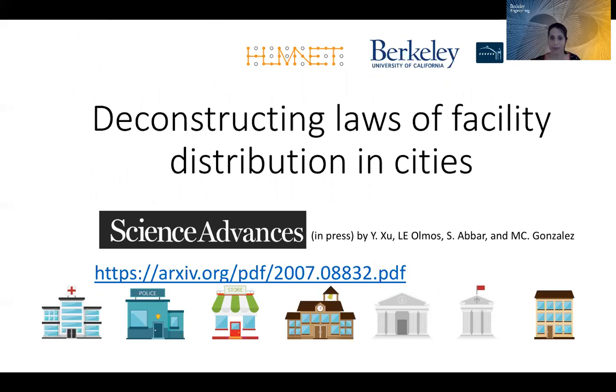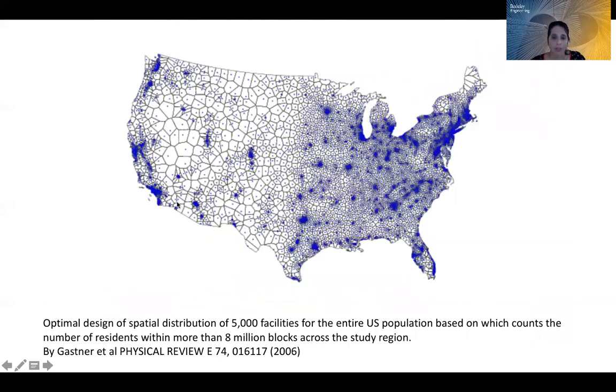It is published in Science Advances, and is available in the archives. The motivation was this paper of 2006 by Mark Newman. In the entire US, we have the population at the block level, 8 million blocks with population, and we need to distribute 5,000 facilities. If we want the distance to the population to be minimized, how would these facilities be distributed?